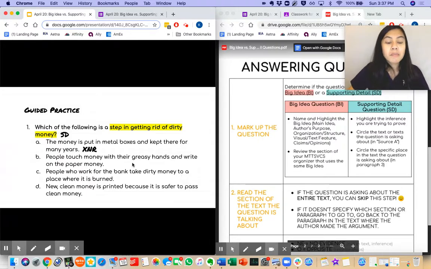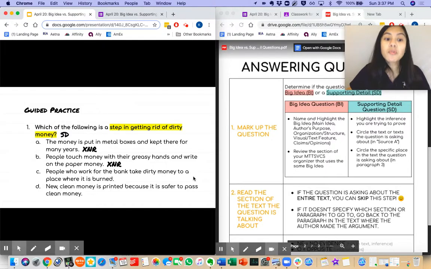B. People touch money with their greasy hands and write on the paper money. Again, this sounds like something that's happening to the money, but it's not telling me how to get rid of it or a step in getting rid of the dirty money. This is not relevant. It's answering a different question.